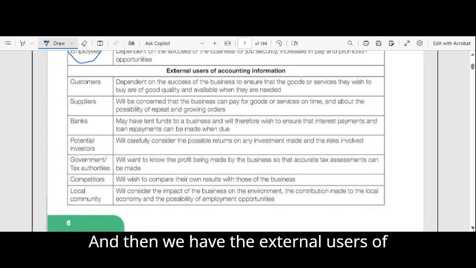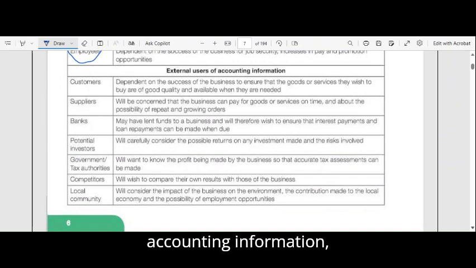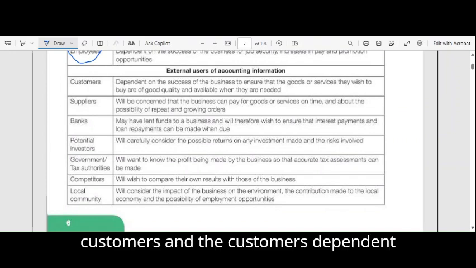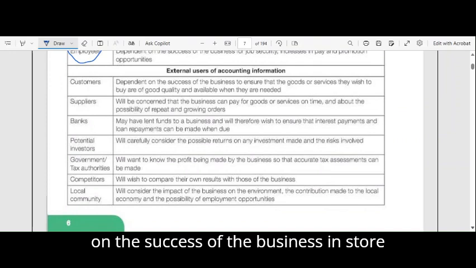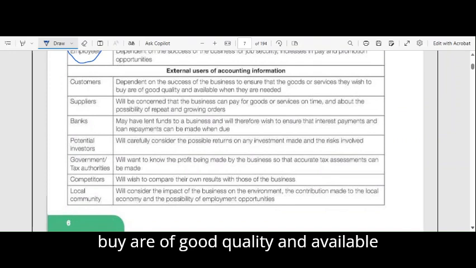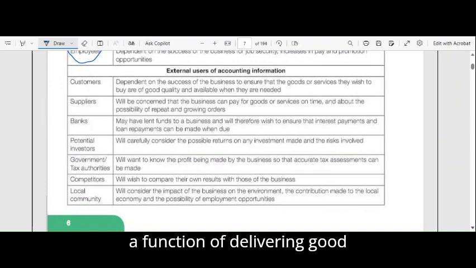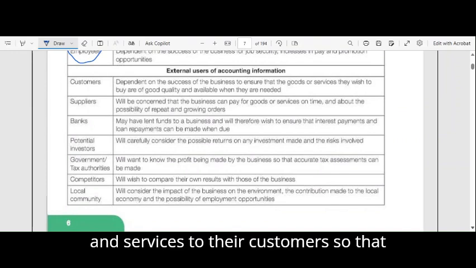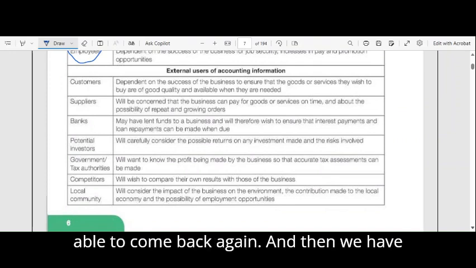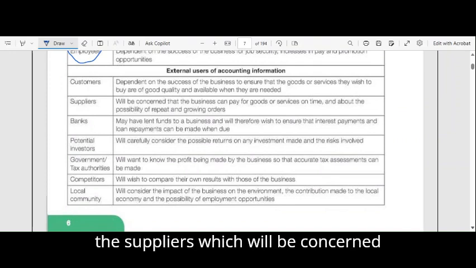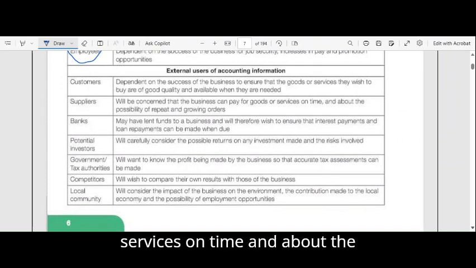And then we have the external users of accounting information. Customers, dependent on the success of the business, want to ensure that the goods or services they wish to buy are of good quality and available when they are needed. So the business has a function of delivering good quality goods and services to their customers so that the customers will feel satisfied and be able to come back again. And then we have the suppliers, who will be concerned that the business can pay for goods or services on time and about the possibility of repeat and growing orders.